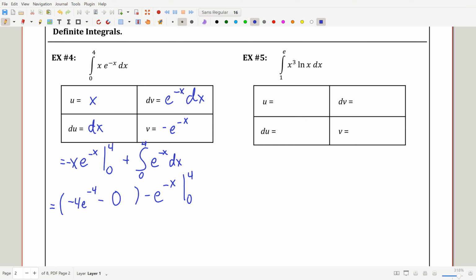So looks like we have negative 4 e to the negative 4 minus the quantity e to the negative 4 minus e to the 0, which is, of course, just 1. So, not matching the answer I got this morning. I had negative 3 here. But did I miss a negative this morning, or did I miss something now? I think I missed it this morning. So we've got negative 4 minus 1, which is negative 5 e to the negative 4th plus 1.